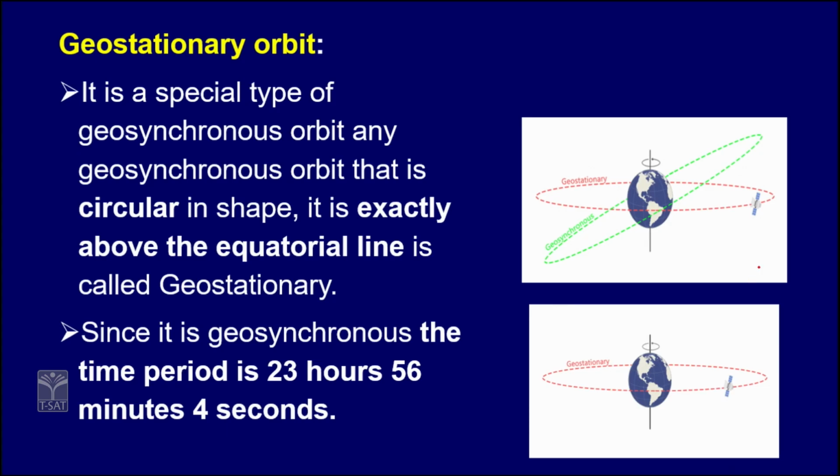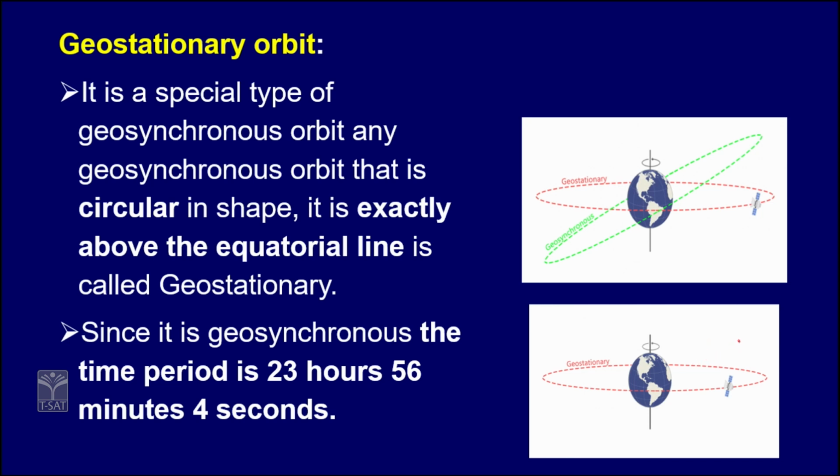So what is a geostationary orbit? A geostationary orbit is a special type of geosynchronous orbit. A geosynchronous orbit that is circular in shape and exactly above the equatorial line is called a geostationary orbit. Since it is geosynchronous, the time period is 23 hours, 56 minutes and 4 seconds.